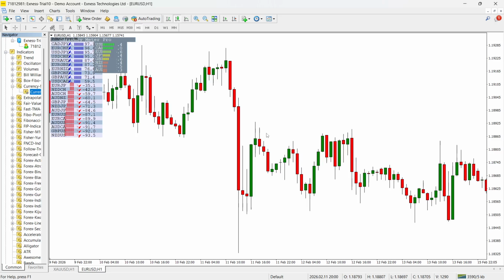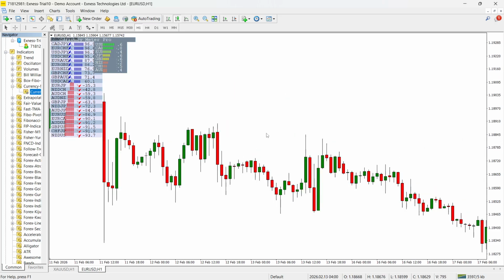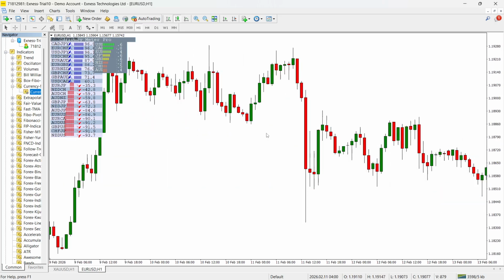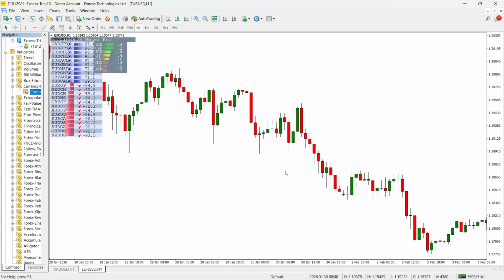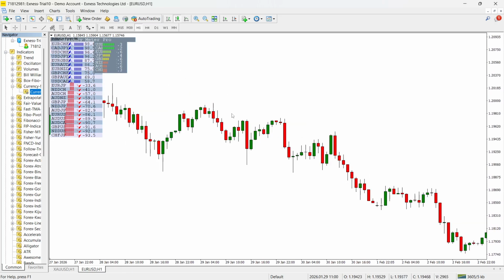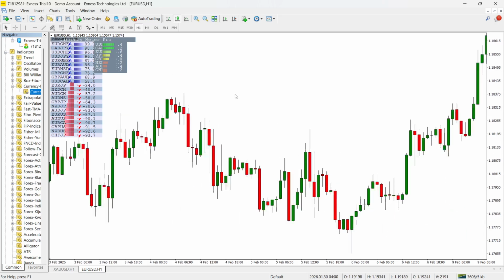Color shading is often used to make these relationships easier to read at a glance, with neutral colors for low correlation and more intense colors for stronger positive or negative relationships. This layout allows traders to quickly spot clusters of highly correlated pairs so they can avoid unintentionally duplicating or hedging the same exposure.